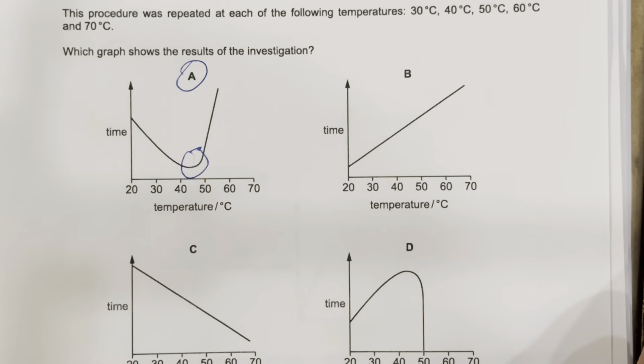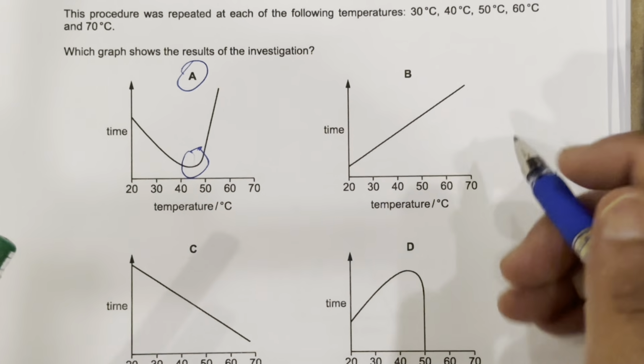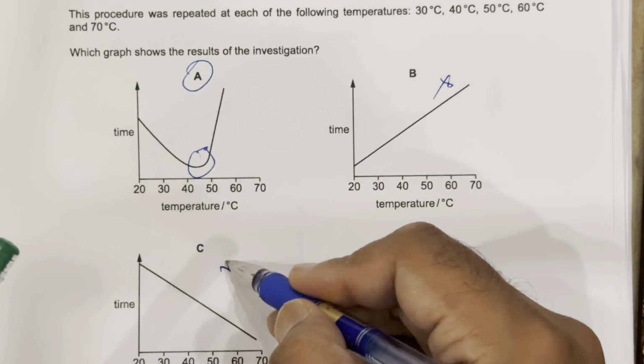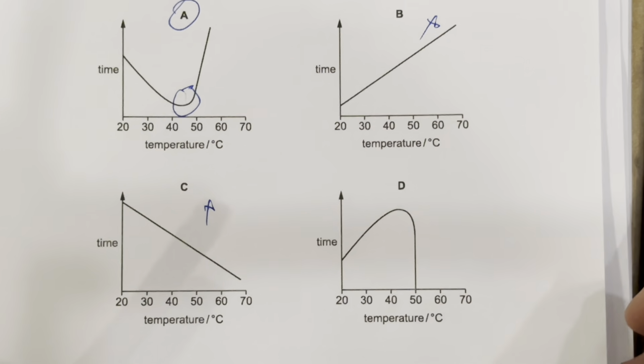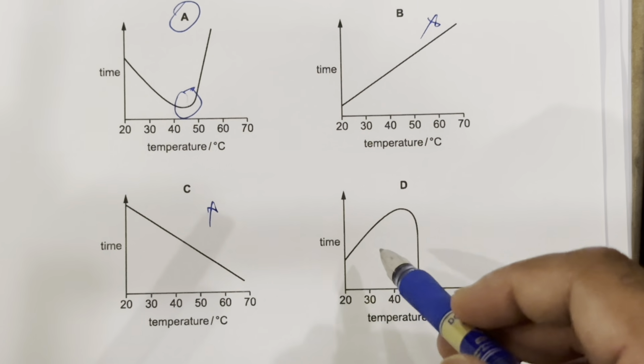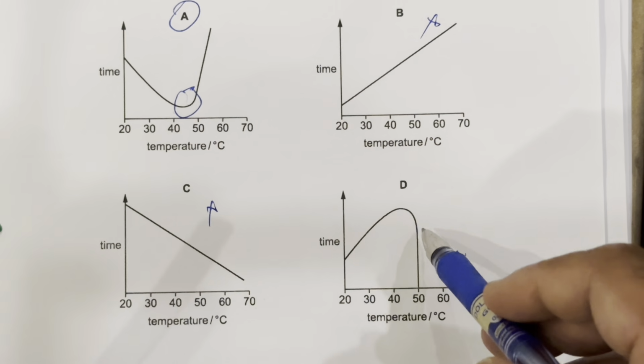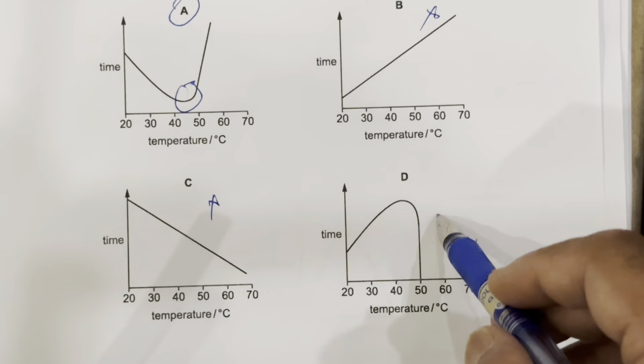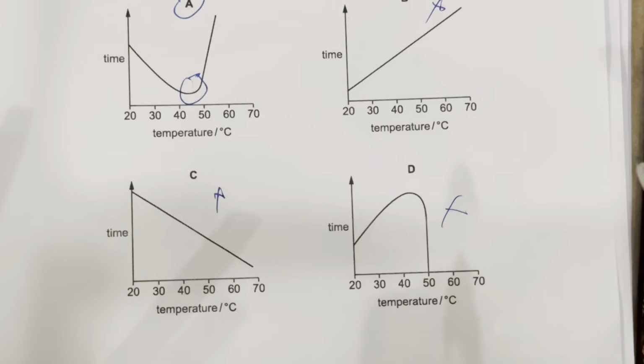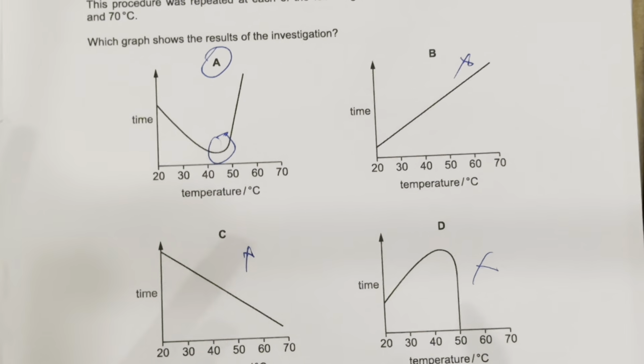If we look at B, it is a straight line, so this cannot be. C is also a straight line, and option D is wrong because at optimum temperature it is taking the highest time, so it cannot be. So the only correct option is option A.